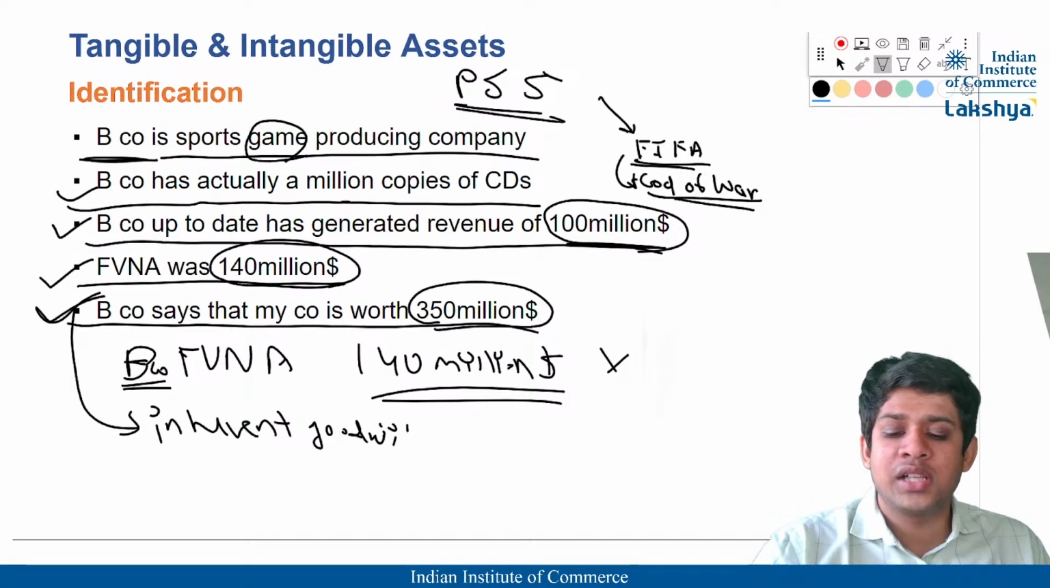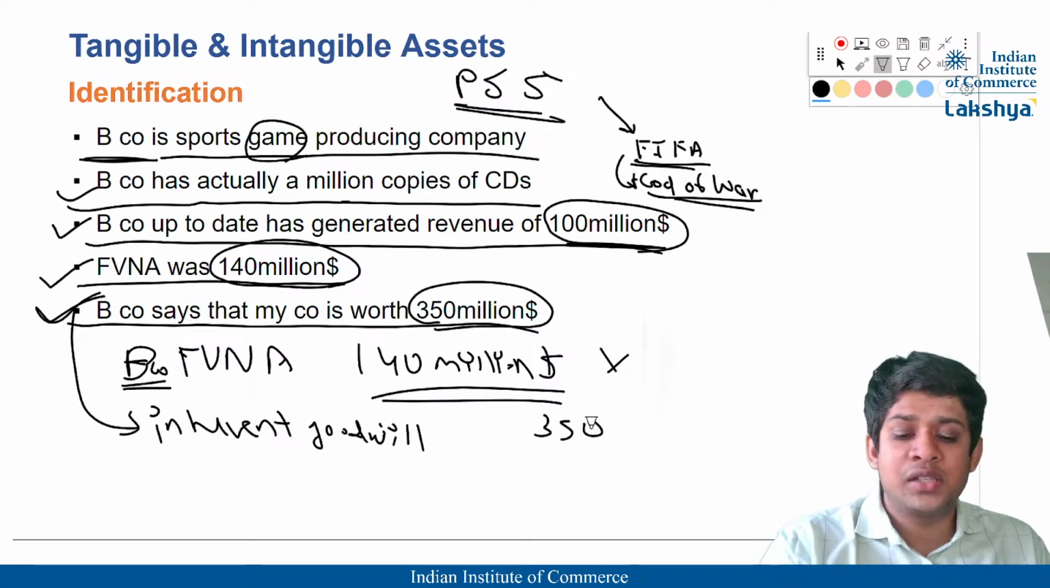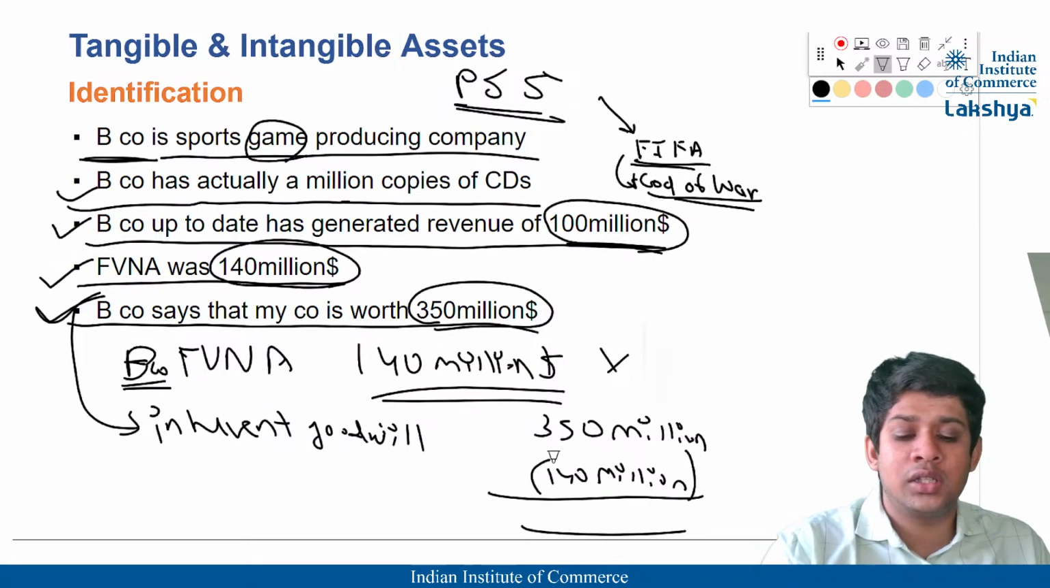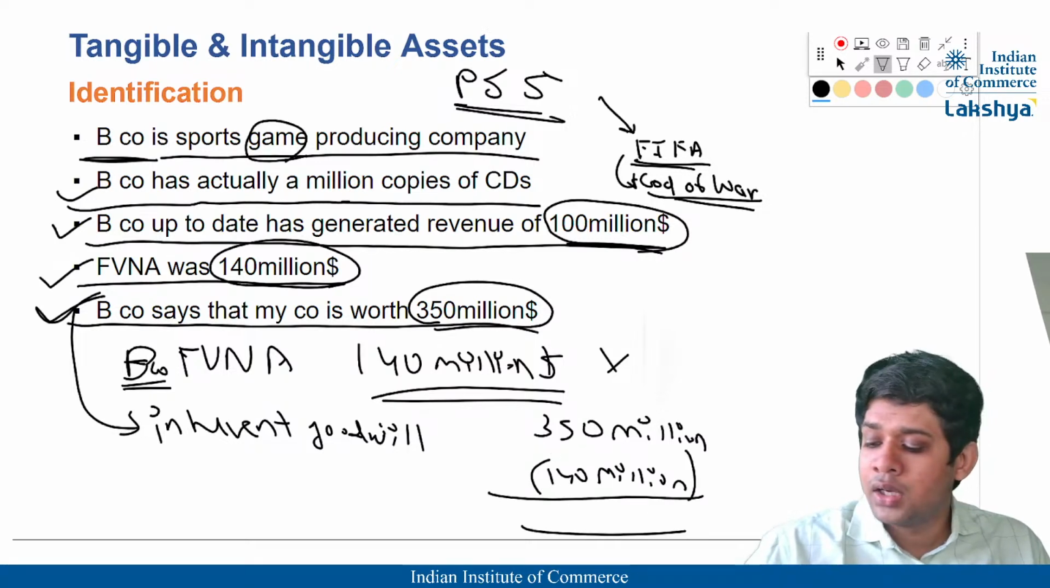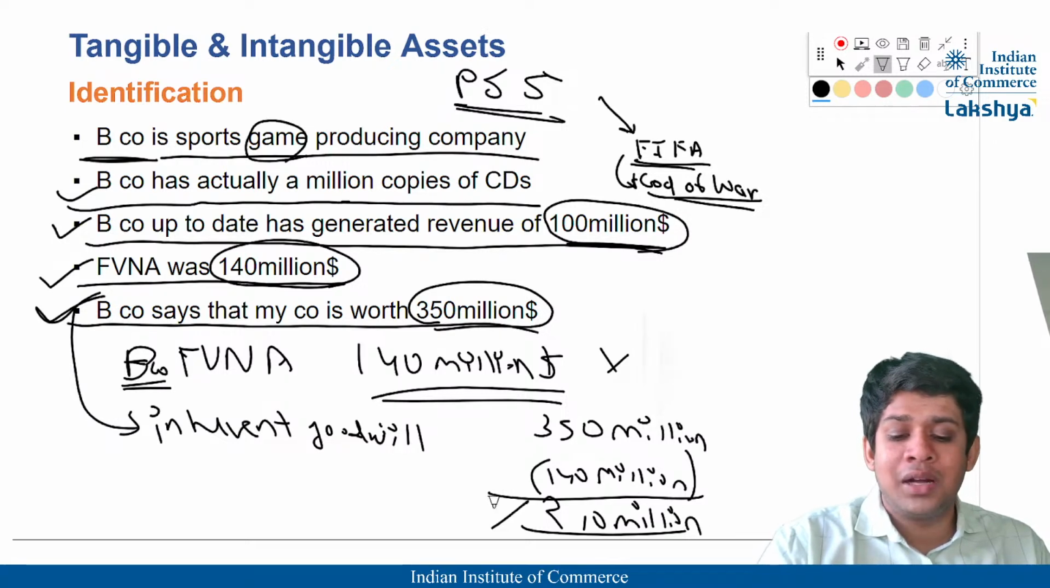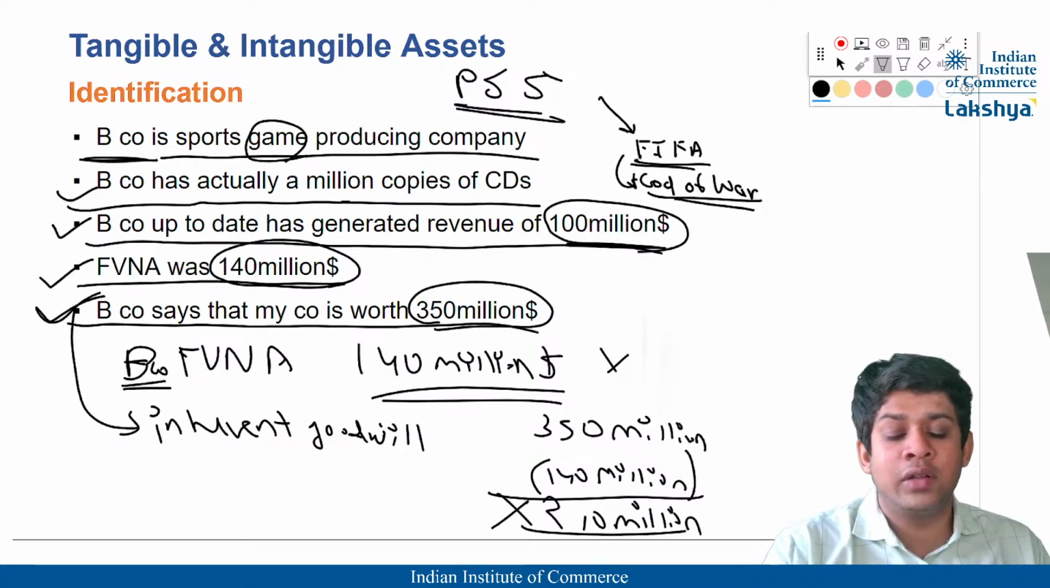What is the inherent goodwill? Company's worth, they are saying it is 350 million minus 140 million, which is the company's net assets. So the company's additional worth that they are saying is nothing but 350 minus 140, that will be 210. This is the company's additional worth. But this cannot be recognized as goodwill because obviously this is inherent in nature.